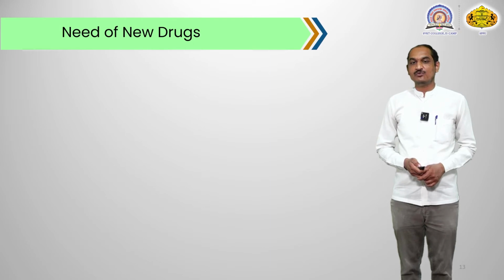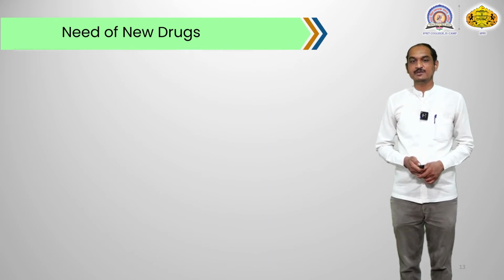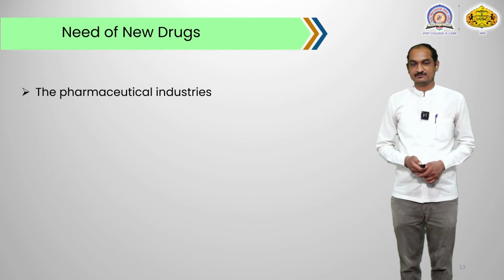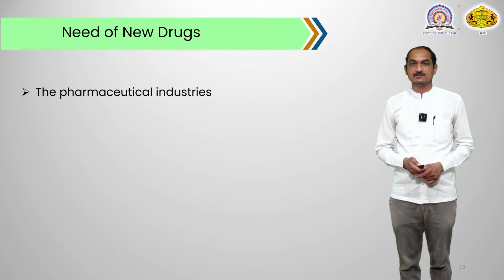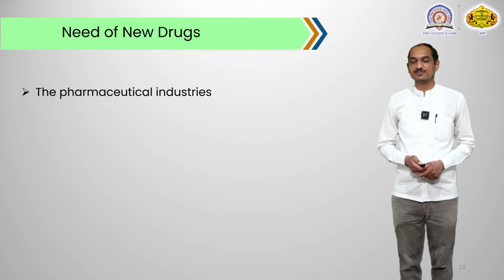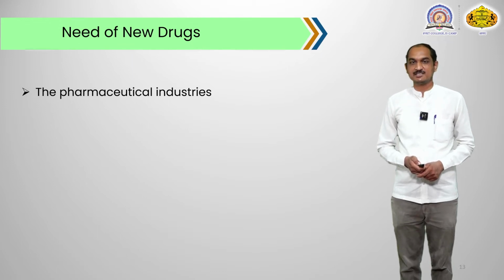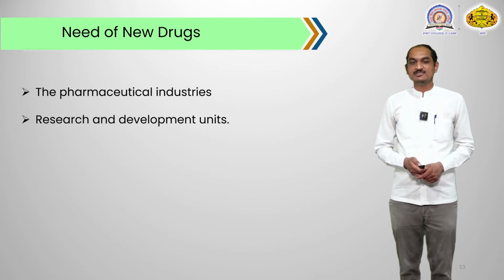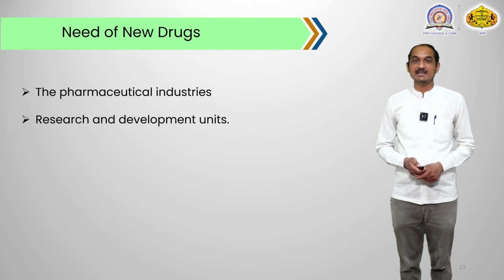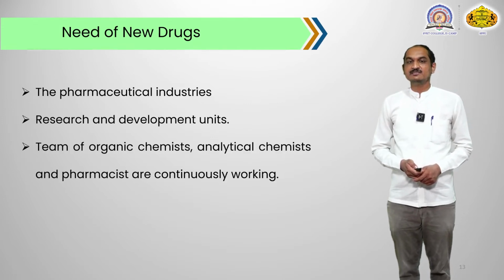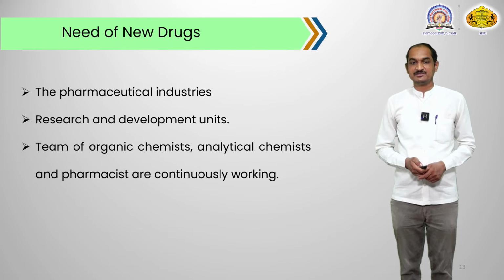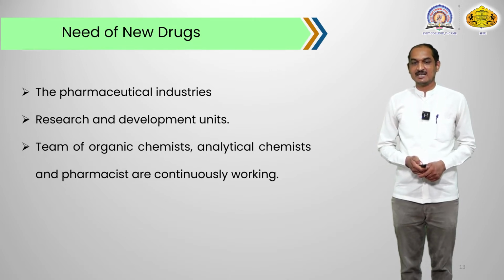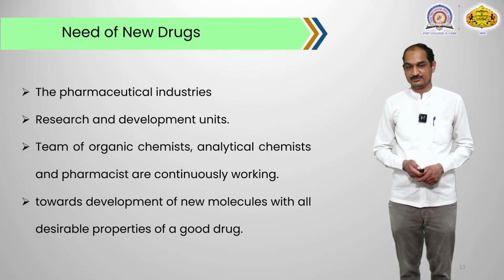Next point is the need of new drugs. Why is a new drug needed? We know that new drug molecules are searched for or prepared in different pharmaceutical industries, and every pharmaceutical industry has a research and development unit, which is called the R&D unit. In this R&D unit, a team of organic chemists, analytical chemists, and pharmacists are continuously working on the development and searching of new drug molecules.